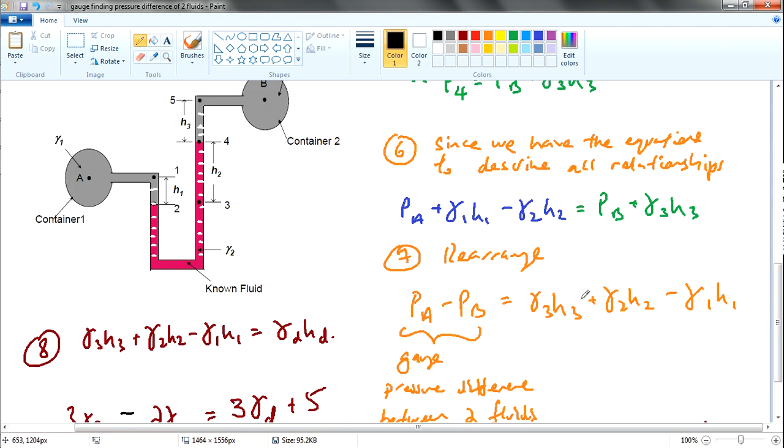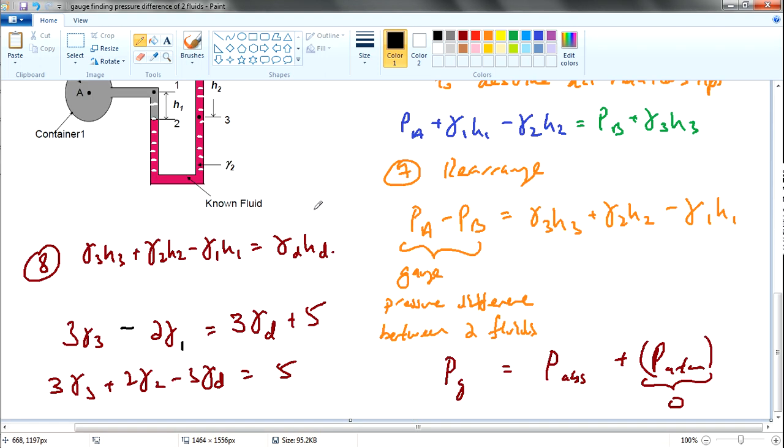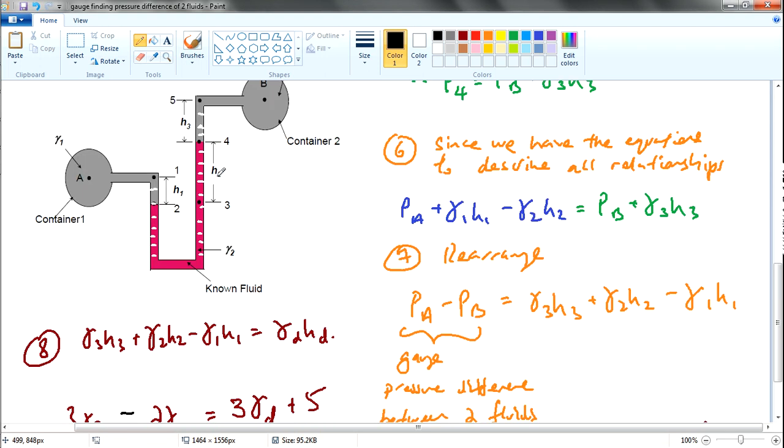and this one is a known fluid. So therefore, you have fulfilled the equation to solve for the difference in pressure. However, if you don't know the fluid inside container one and container two, the density of these two fluids, one of the methods to solve for it is actually using simultaneous equations.